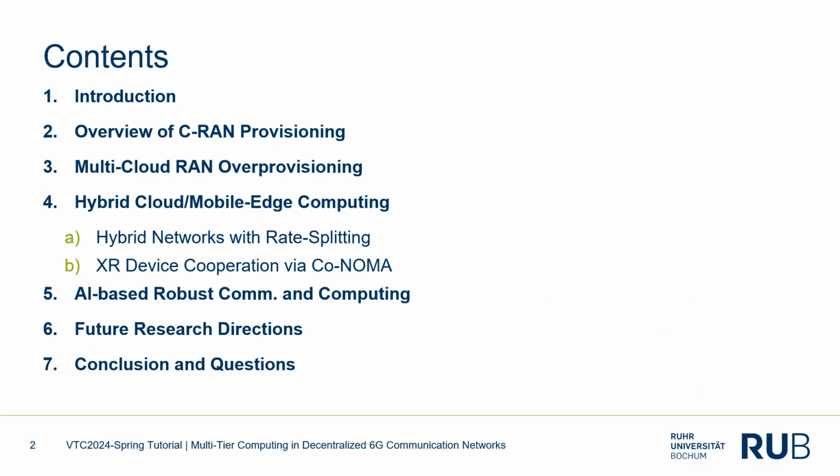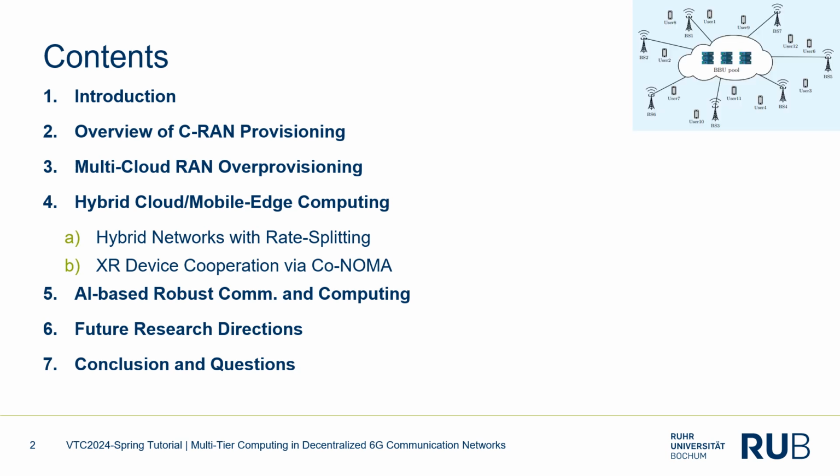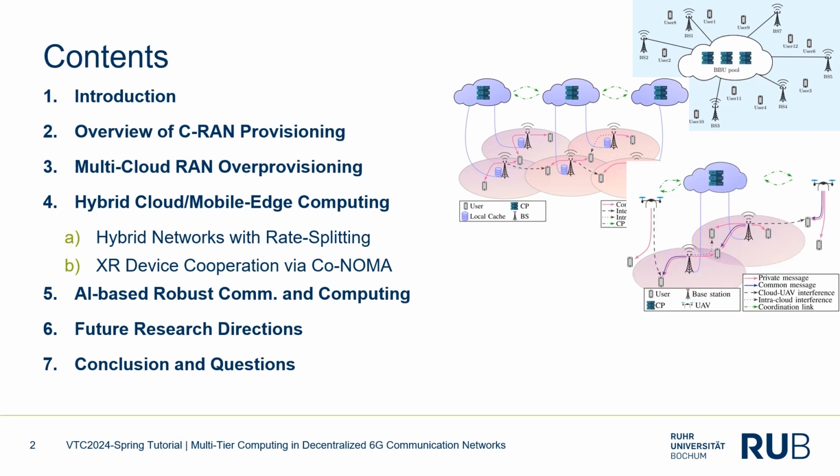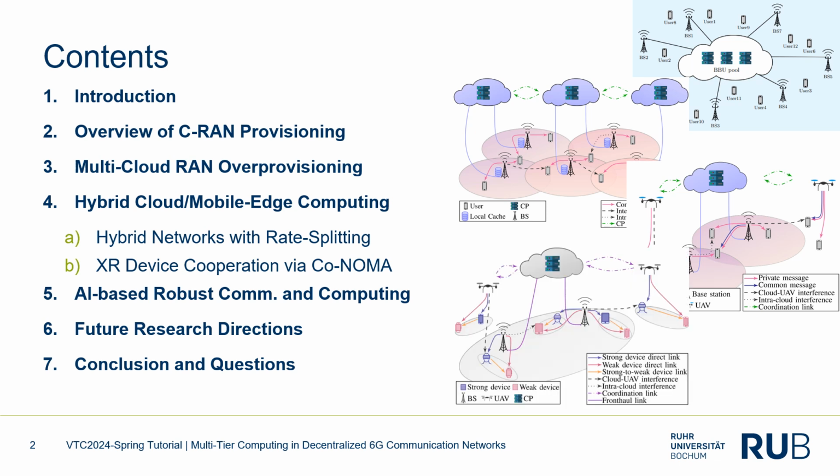Here's now the overview of the content of the tutorial. After my introduction, we are going to give an overview of CRAN provisioning. This is then followed by the more general case of multi-cloud RAN provisioning. We are then going to look into details on hybrid cloud mobile edge computing. In particular, we are going to look into hybrid networks which utilize the concept of rate splitting, as well as systems which use extended reality device cooperation via cooperative NOMA.